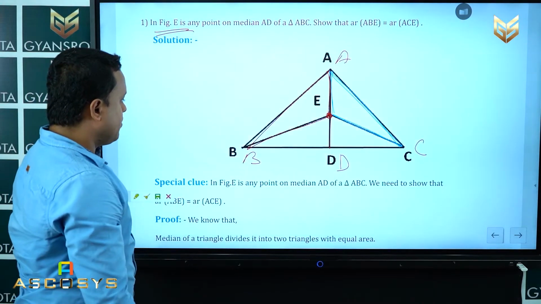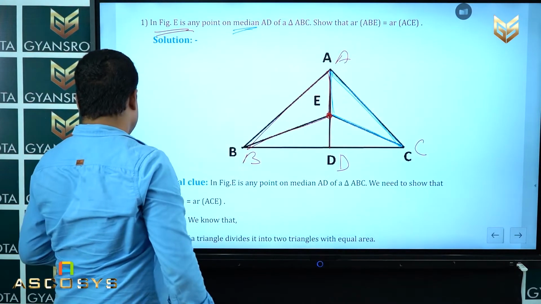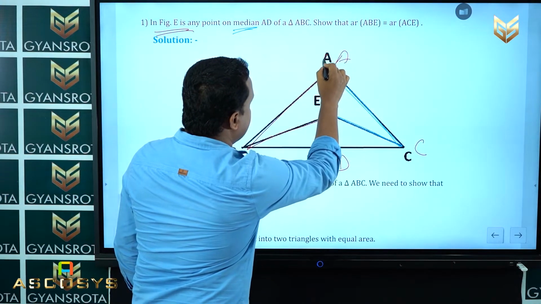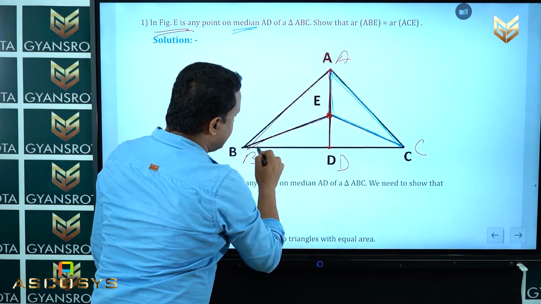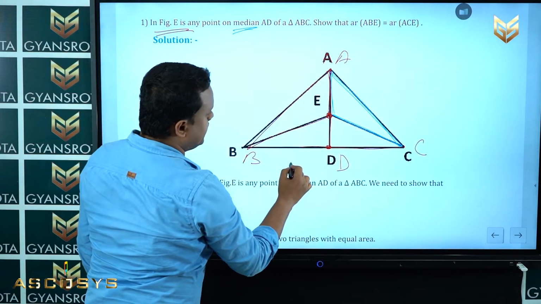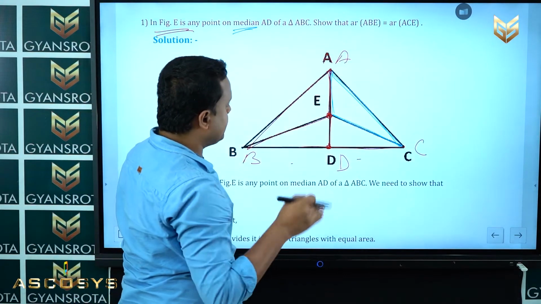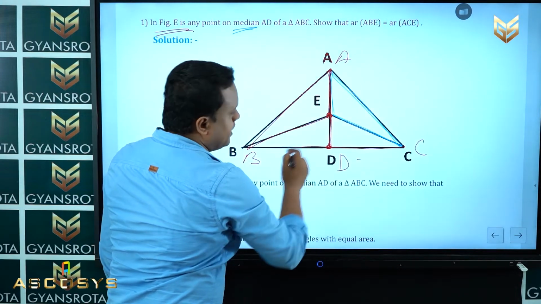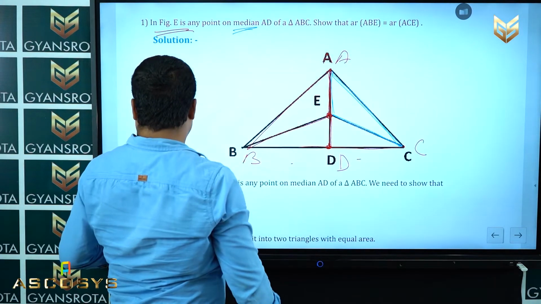So what concept will we use here? We have a median. What is a median? A median is a line drawn from a vertex of a triangle which divides the opposite side into halves. Here BD equals DC, so this is the median. But whatever the definition, we know that the median of a triangle divides the triangle into two triangles of equal area.